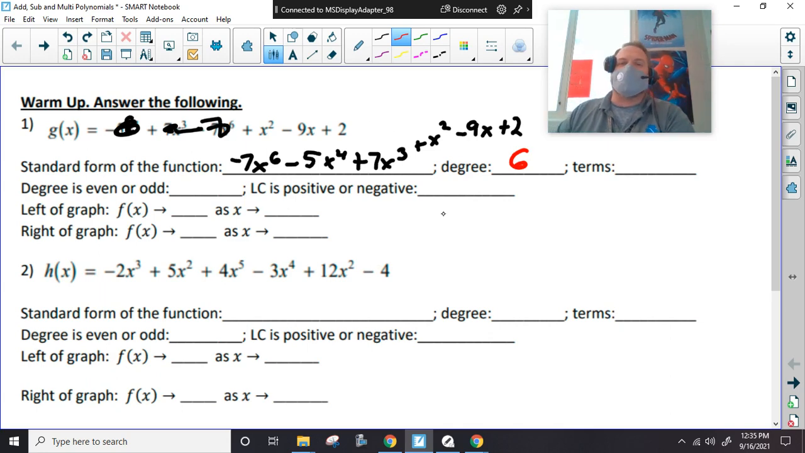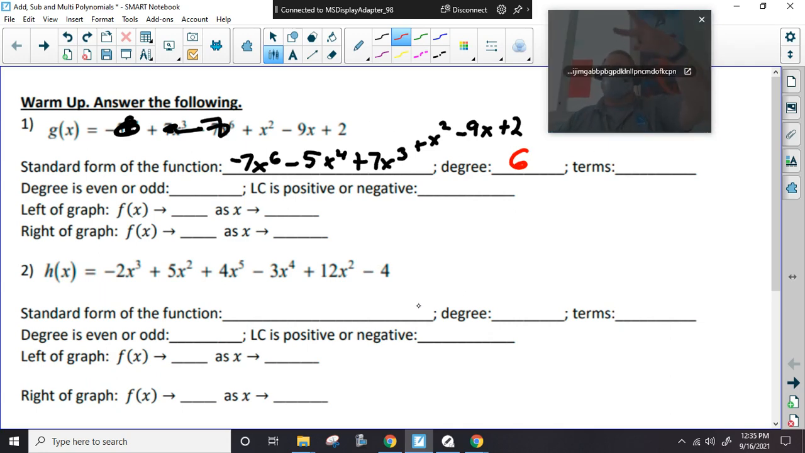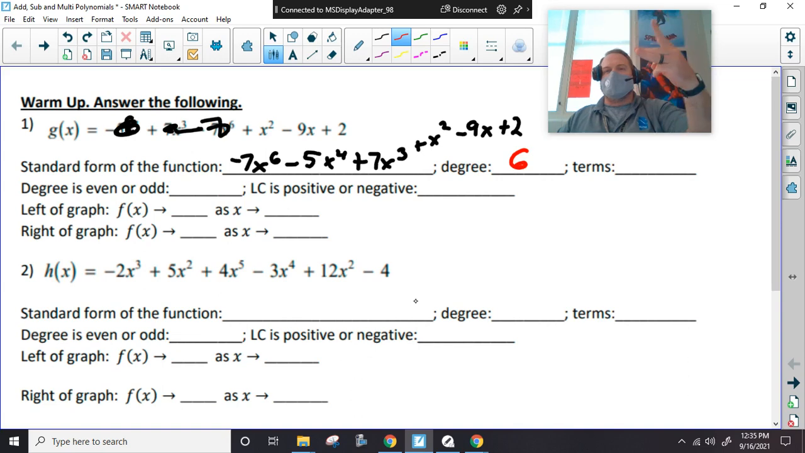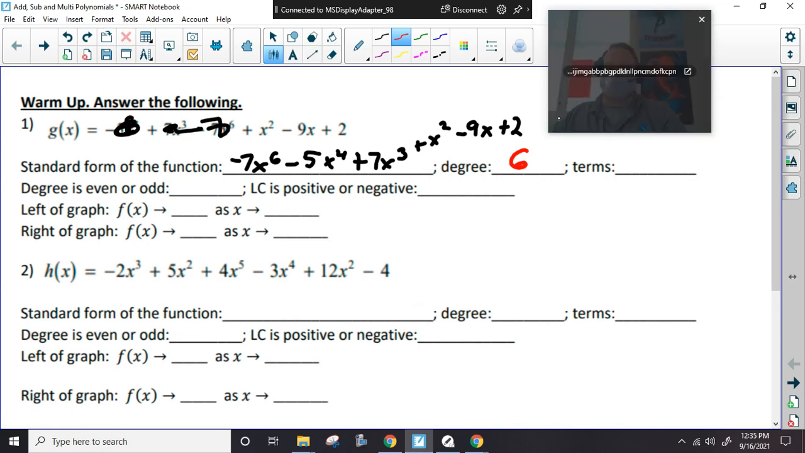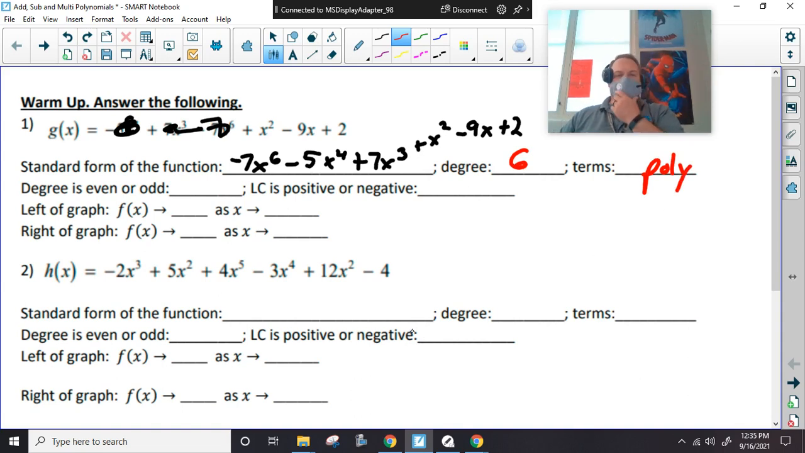The number of terms, remember it goes mono, bi, tri, and anything over 3 is a polynomial. So this one will definitely be a poly. Now, the next part, I think y'all kind of got a little bit better yesterday, but we'll see. We have to look to see if our degree is even or odd. Well, our degree is 6, so this would be even.